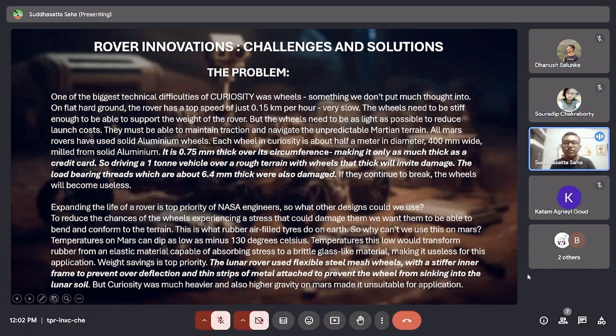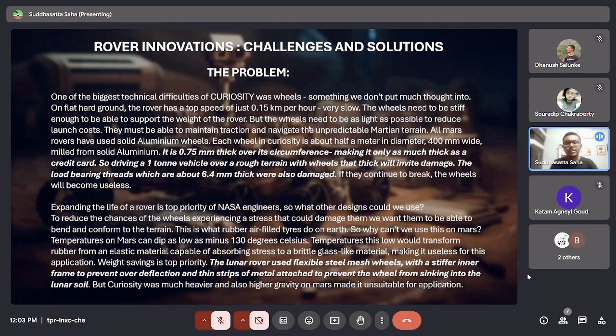Now, I don't want you guys to go through all of this stuff. I would like to tell you the story here. So one particular aspect I have taken up about the Curiosity rover is something we do not sometimes think about: the wheels of Curiosity, and that was a big problem, and you can say in a sense a failure of the Curiosity rover.